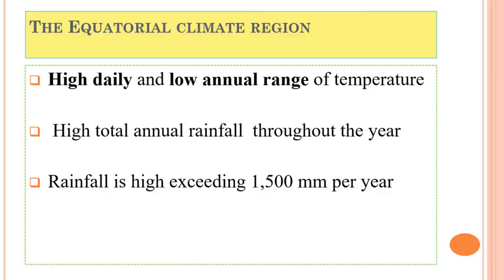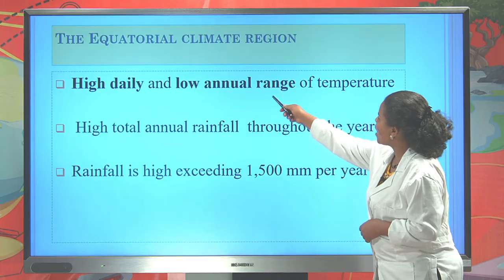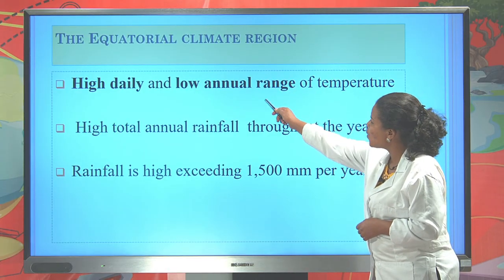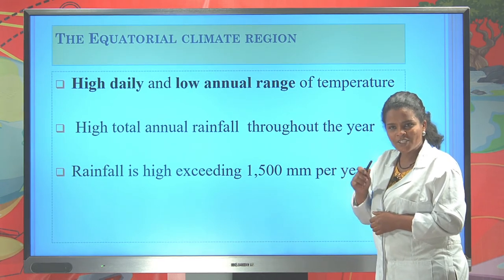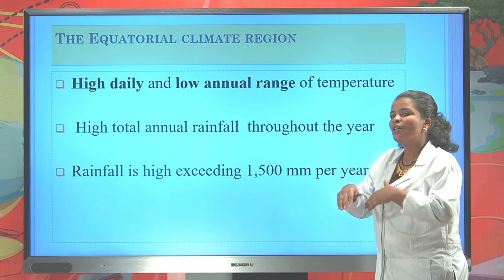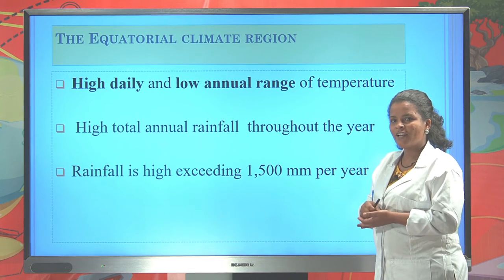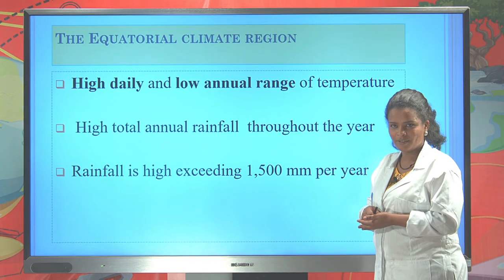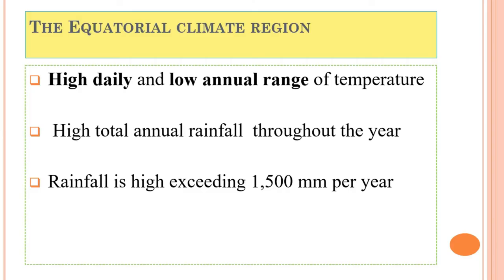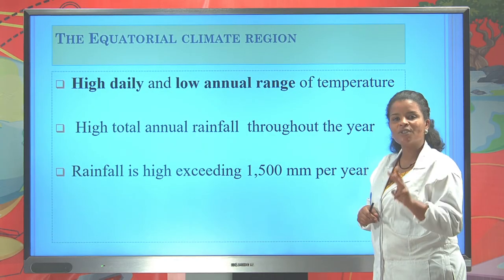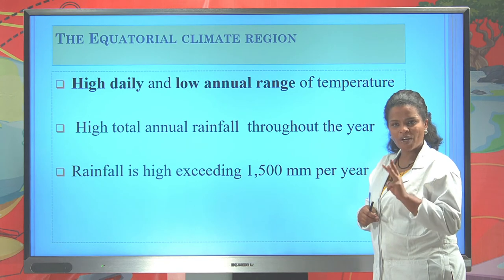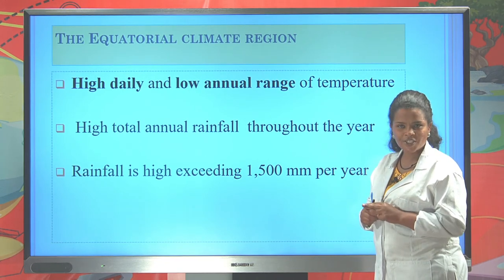The equatorial climatic region has a high daily and low annual range. This low annual range shows the equatorial climatic region receives high temperature in all months, and it has high annual rainfall throughout the year. This region receives rainfall known as convectional. There are 3 types of rainfall, depending on your lower grade lesson. These are orographic, cyclonic, and convectional.